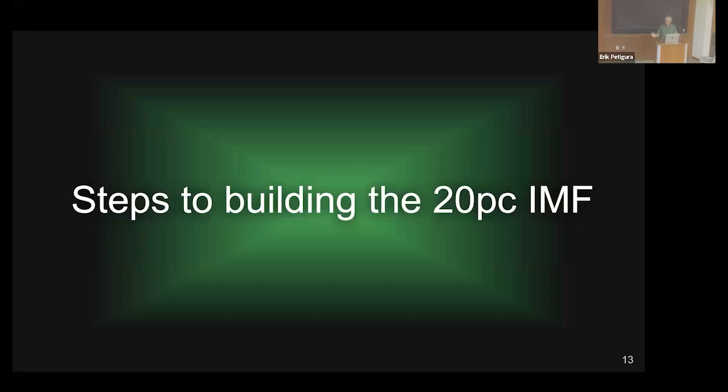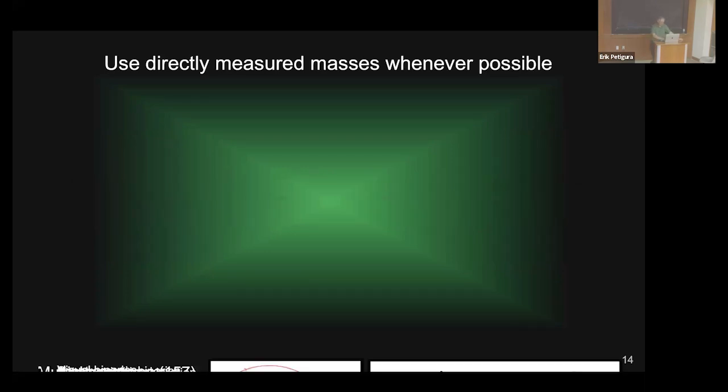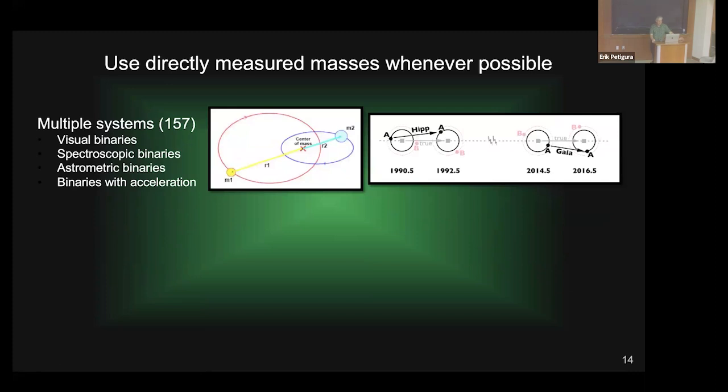Okay, so with that in mind, I had what I was pretty sure was a pretty solid 20 parsec census and as complete as we could currently make it. So now let's try to build the initial mass function from that. Wherever possible, we try to use directly measured masses. And for multiple systems, if you have the right kind of multiple system, for example, in an eclipsing binary, we have radial velocity information. You can get the direct mass out. And there's several other ways you can do this, like binaries with acceleration, astrometric binaries, et cetera. There are 157 components within 20 parsecs that have direct masses that are in multiple systems.